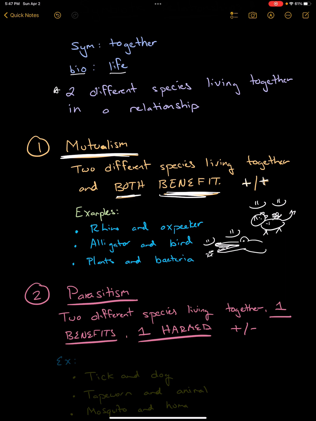Or plants and bacteria. Usually within a plant's root system, they have bacteria that live inside them. The bacteria will take up nutrients, and then the plant can use those nutrients. And the bacteria get a nice place to live. So that's mutualism, when both organisms benefit from the relationship.